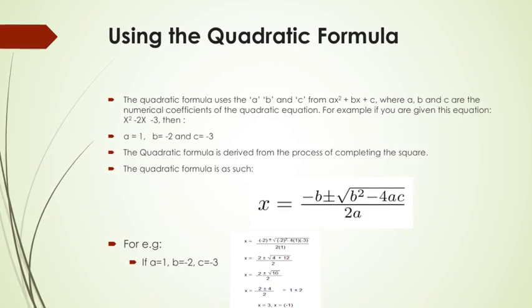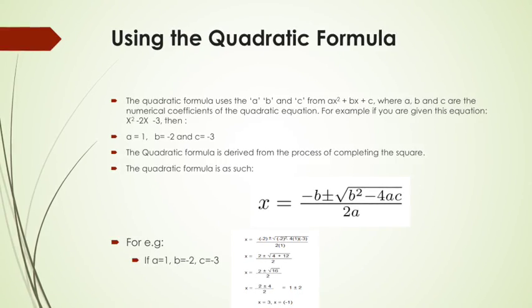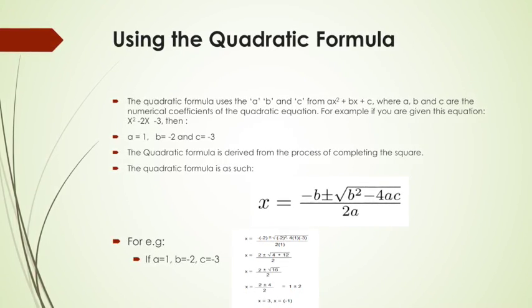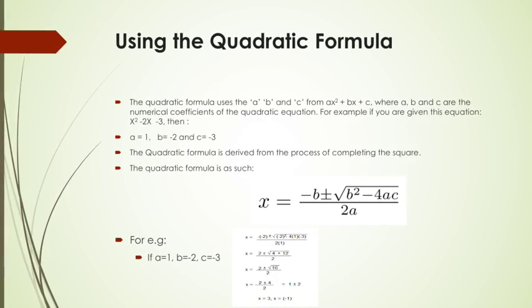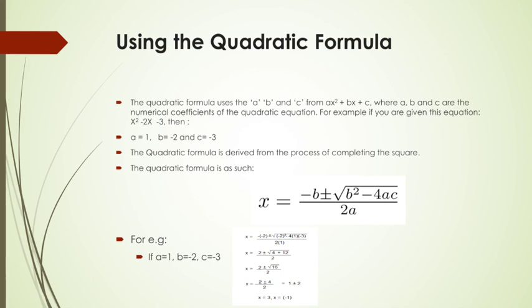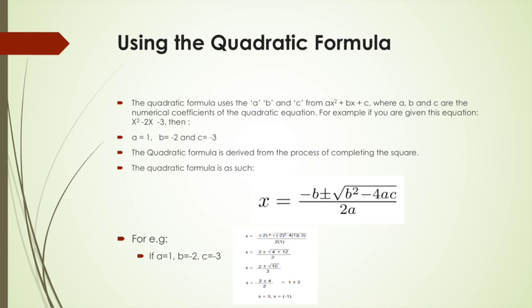For example, if a is equal to 1, b is equal to negative 2, and c is equal to negative 3, you apply it in the quadratic formula, which is x is equal to minus b plus or minus the root of b squared minus 4ac, all over 2a. Applying this, you'd get x is equal to 3 or x is equal to negative 1.